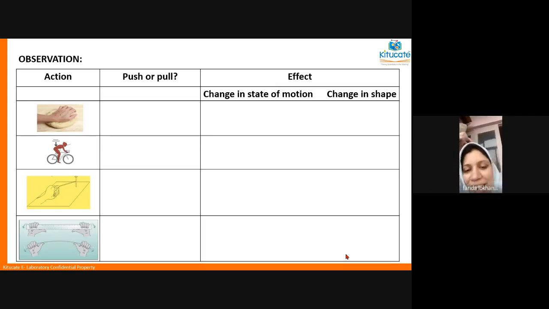Okay. It can be a push. It can be a pull. I think this one is a very confusing one. It can be both of them. Depends, no? You're pulling it towards yourself. You could be pushing it away from yourself also.